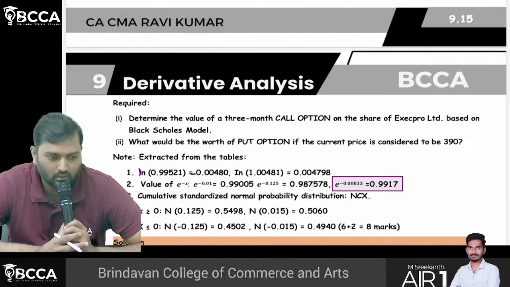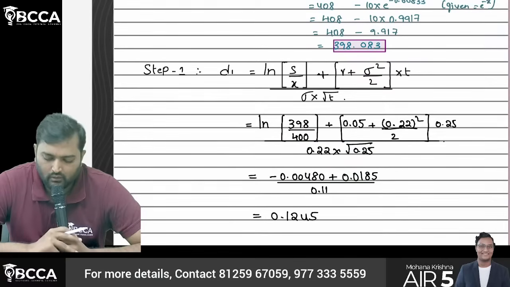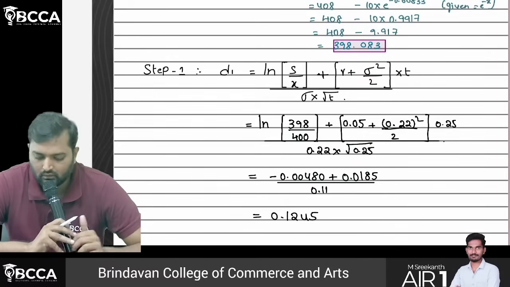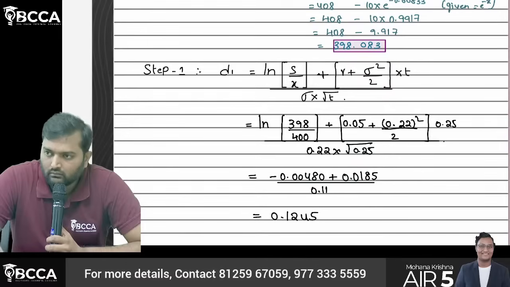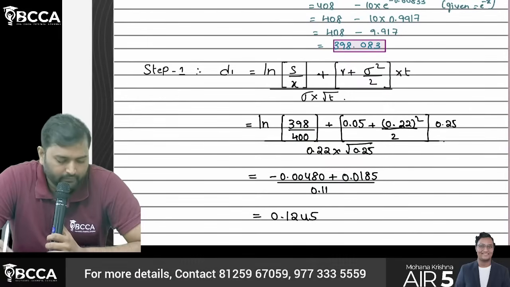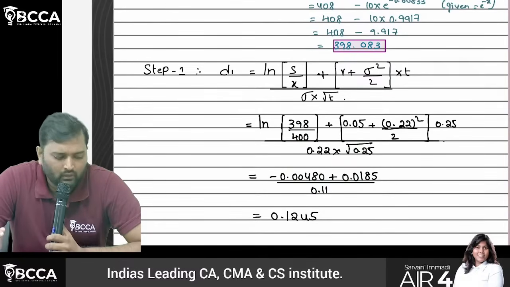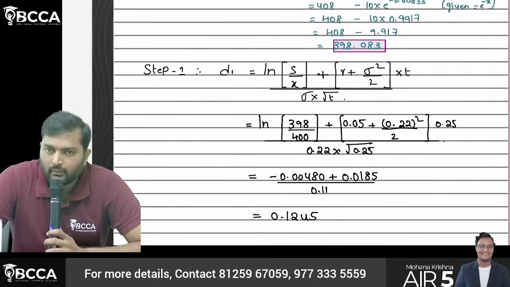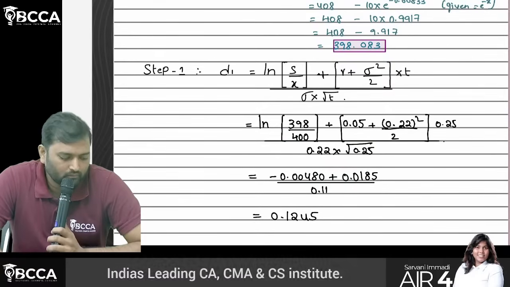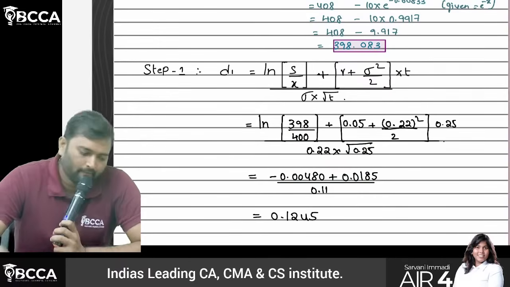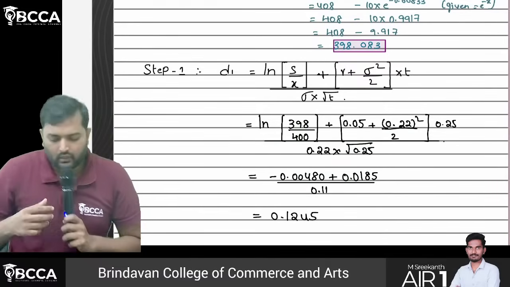Minus 0.00480 plus 0.0185 is equal to 0.125, 0.1245. So this is step 1. Simple one. You should know how to find out D1 and D2. Remaining are all simple. First you should know how to find out D1 and next D2.